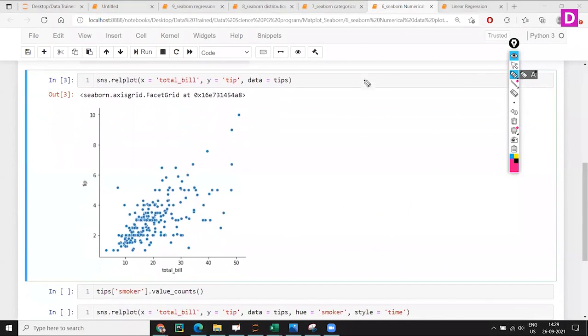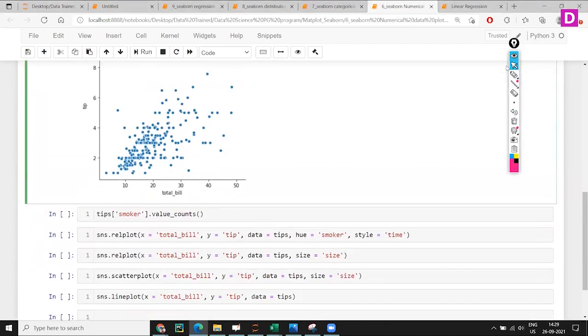Fine. So very simple relational plot, right? What we will do is try to extend our discussion on the relational plot with a few extra parameters. All right. So now let's check how many smokers visited and how many non-smokers visited.